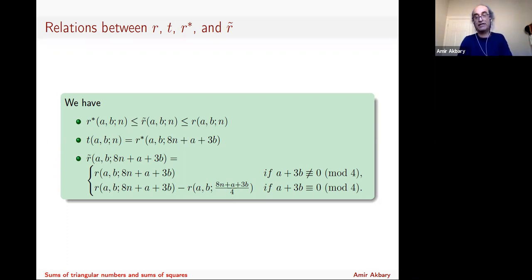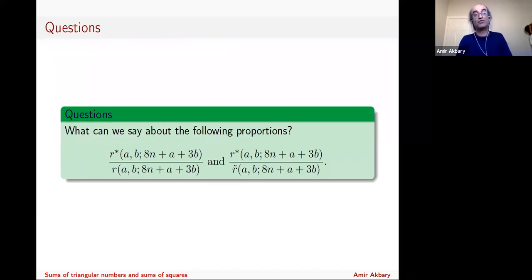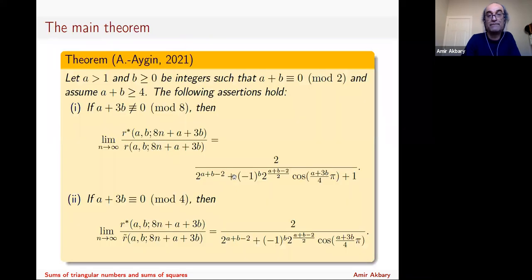Okay, so we have these relations, and the question we can ask, for example, is what we can say about these proportions. What can we say about the proportion R star over R and R star over R tilde? In joint work with Seljuk Aygin, University of Calgary, we could prove the following. Suppose a is bigger than 1, b is bigger than or equal to 0, and a plus b is an even number. Assume that a plus b is bigger than or equal to 4.